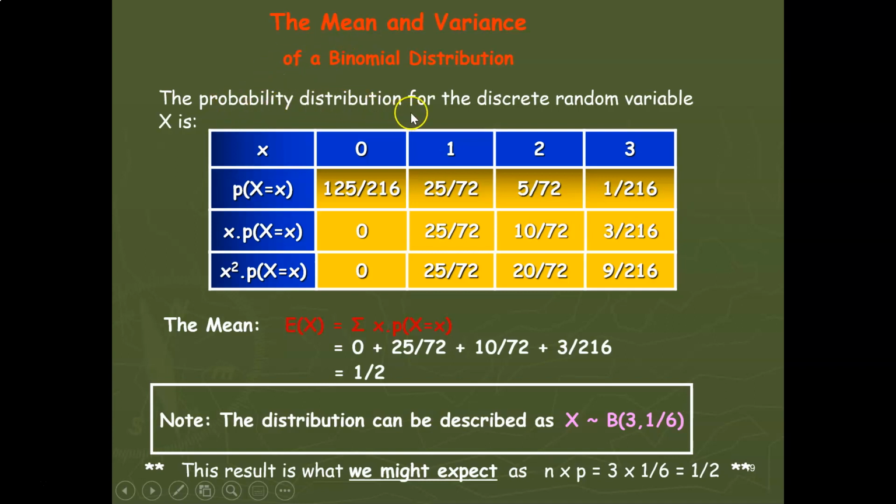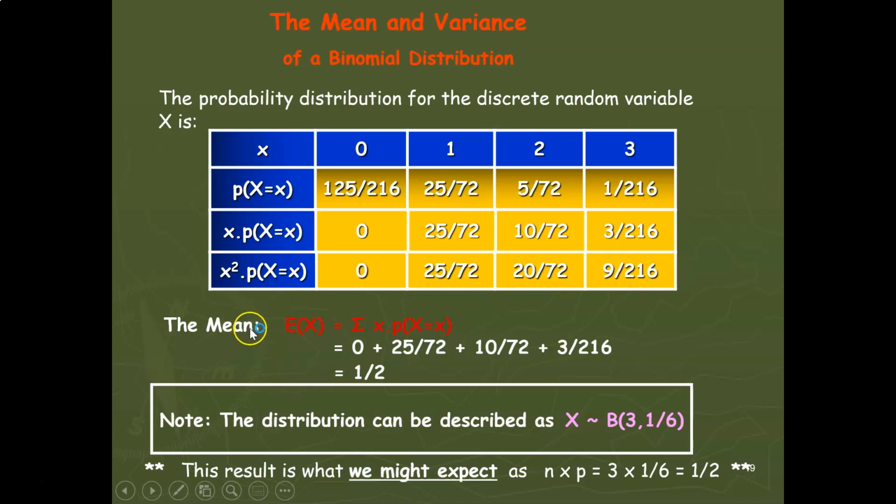So the probability distribution for the discrete random variable X is given by this, when X equal to 0, 1, 2, and 3. So the probability is given by this. And X multiplied by probability of X, you get this. X squared multiplied by probability of X, you get this.